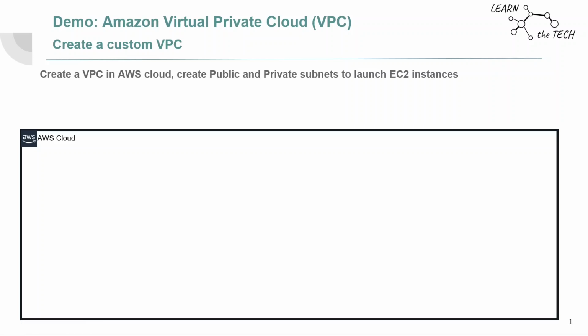Hello everyone. Today we are going to see how to create a VPC in AWS Cloud, how to create public and private subnets, and launch EC2 instances in the public and private subnet.